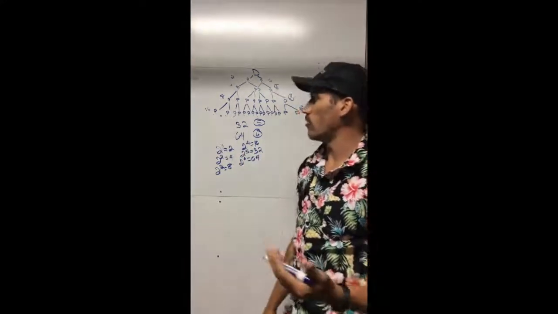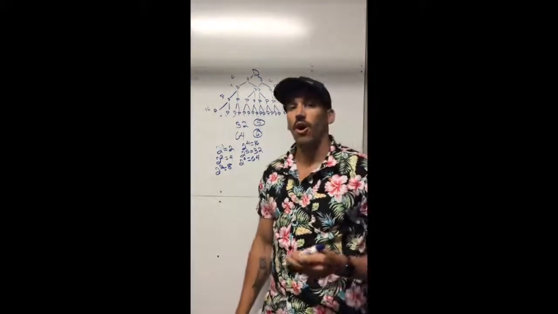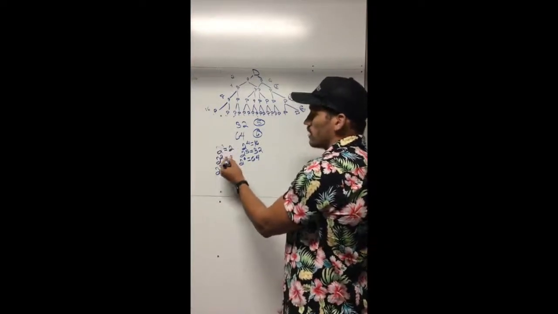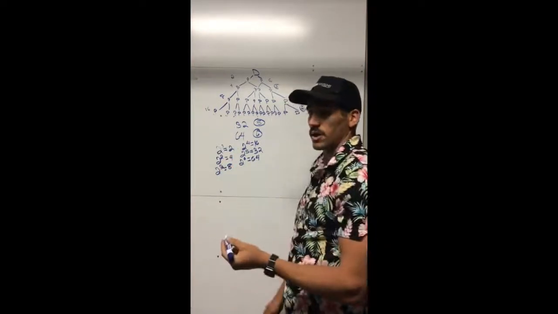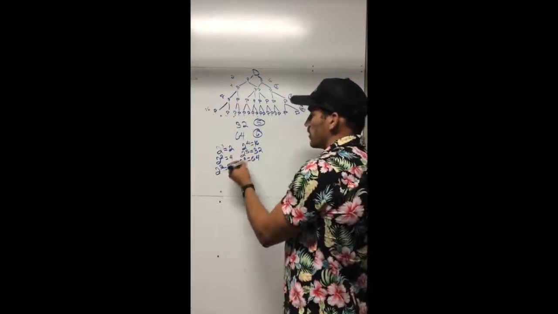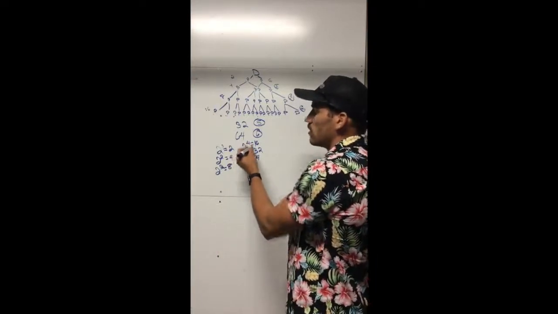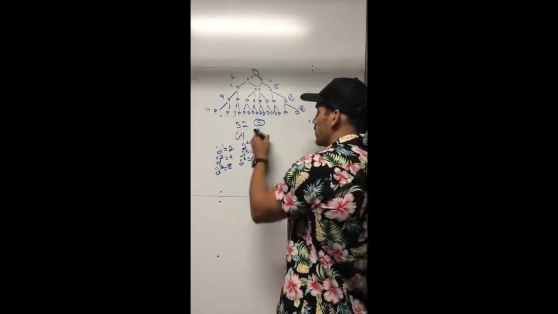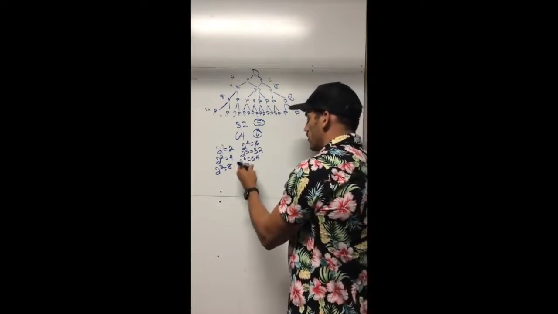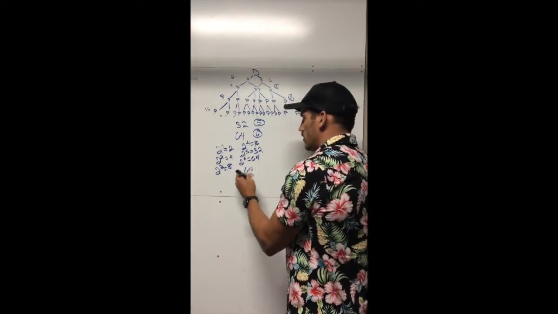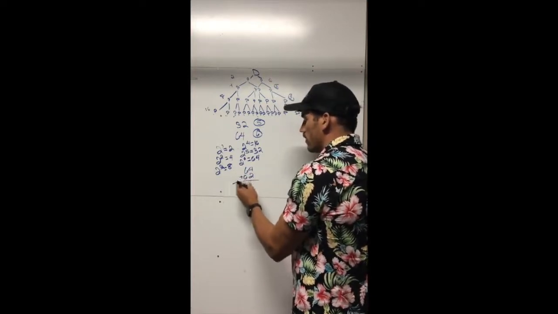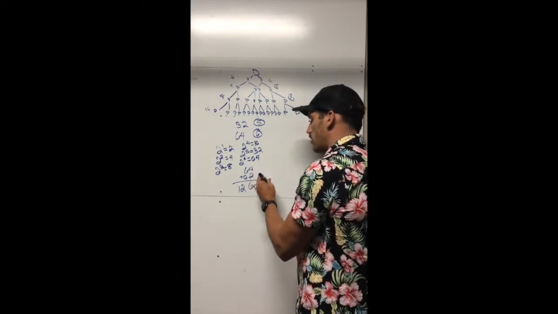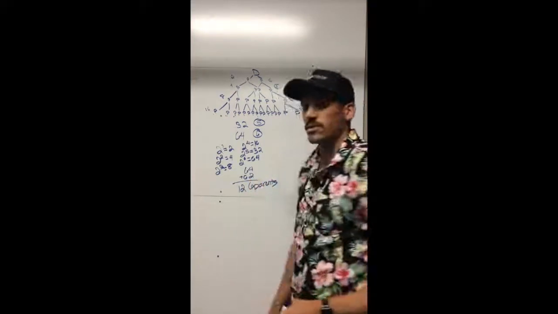To find the total, we're going to have to add all of those together. So 2 plus 4 is 6, plus 8 is 14, 14 plus 16 is 30, 30 plus 32 is 62, and finally 64 plus 62 gives us a total of 126 parents.